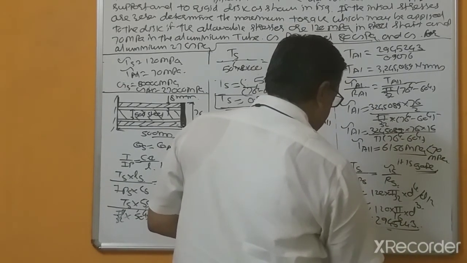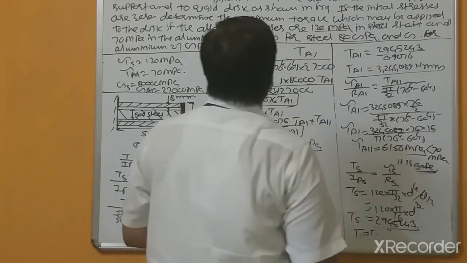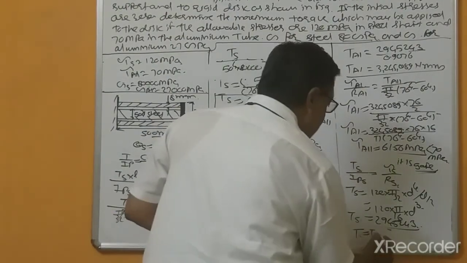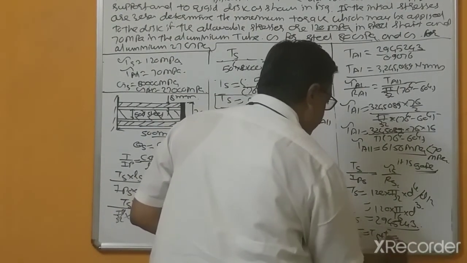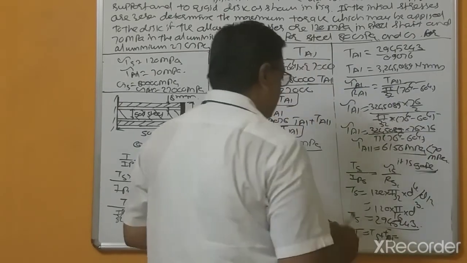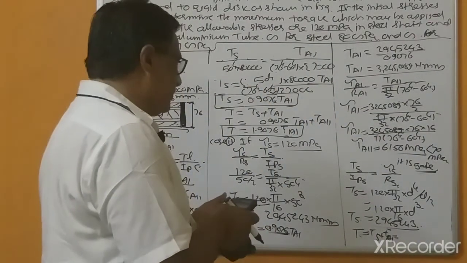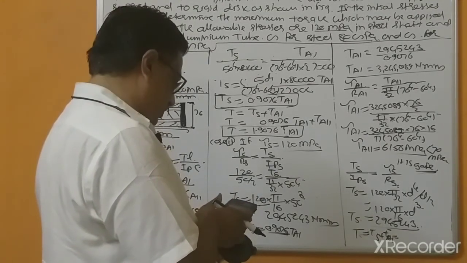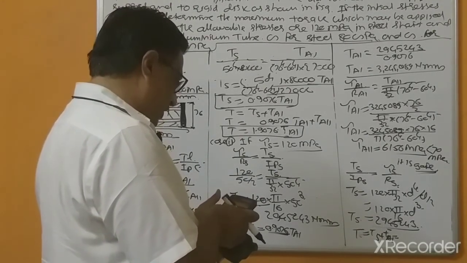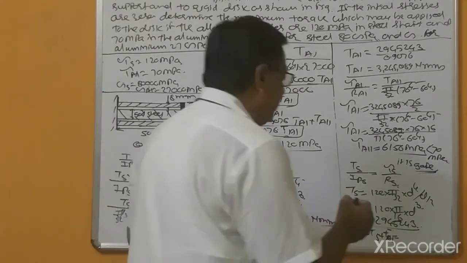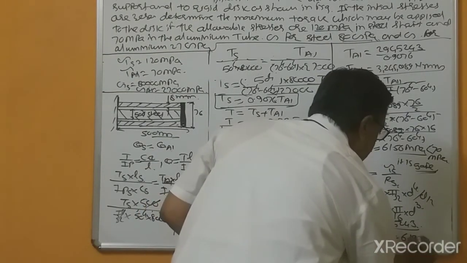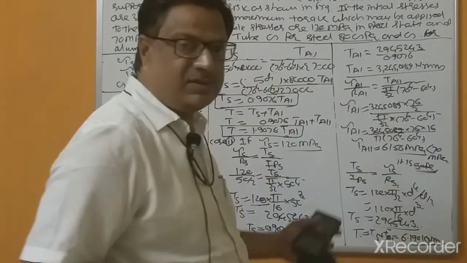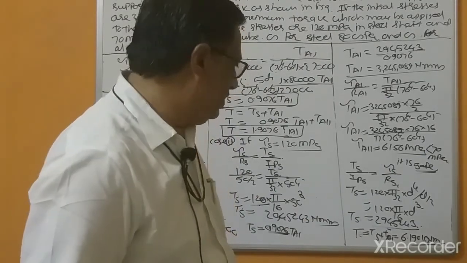So what is the total torque to be calculated? Determine the maximum torque which may be applied. So this is Ts plus T aluminum, plus 3245089. This is 6.190 kilonewton meter. So try to understand this. So this much torque can be applied.